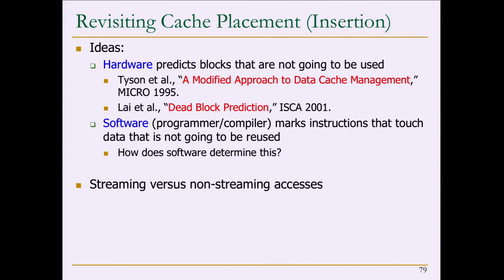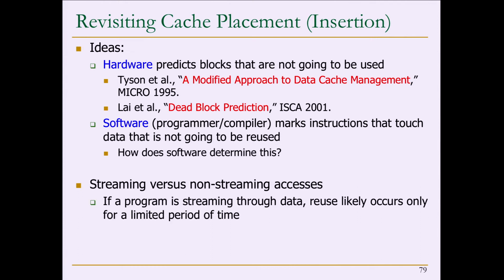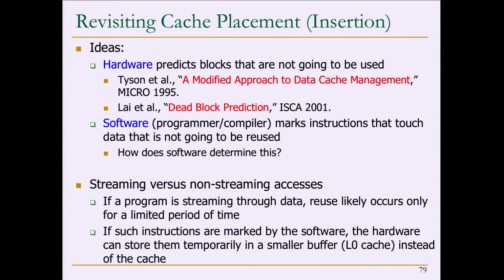But we're not going to go into a lot of detail over here. Streaming versus non-streaming accesses is actually a key distinction between different types of accesses. If a program is streaming through data, reuse likely occurs only for a limited period of time. Think about this like you're watching a video. You're streaming through the entire video, and you're operating on a very small piece. You don't have a whole lot of temporal locality, perhaps. You have a lot of spatial locality. So if somehow the software marks such instructions, the hardware can store them temporarily in a smaller buffer to capture that small temporal locality instead of the cache.